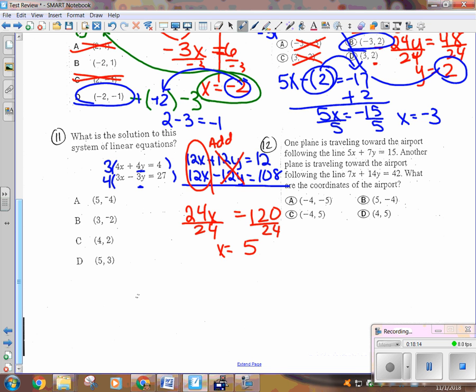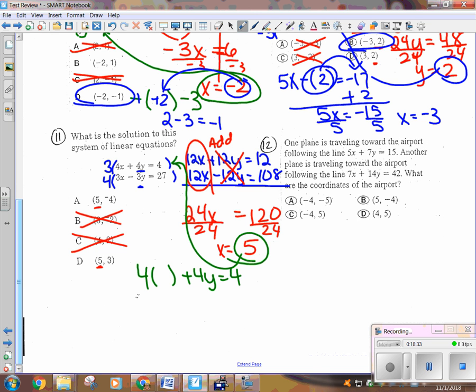Now, if I look, I have 5 for x, and 2 of my answers, B and C, are out of contention. I got to go back and put my x answer in for wherever I want. I just simply probably will go to the first equation. I just typically go there. It's 4 times the number x plus 4y equals 4. And, of course, that number turns out to be a 5.